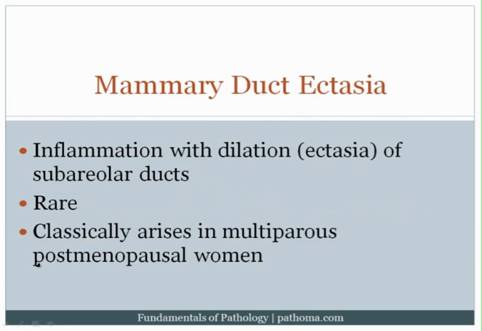The next disorder is called mammary duct ectasia. And the idea here is, again, go back to the whiteboard. Here's the skin, and then you've got this normal duct.